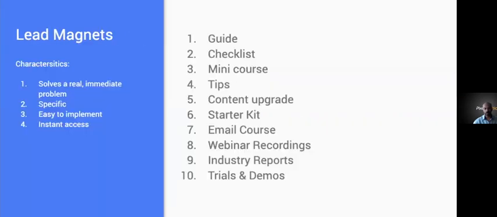So we spoke about lead magnets. Maybe after I wrap up this, we can look at some examples of lead magnets that some websites use, and understand how they work. So quickly, some of the things that lead magnets do, and characteristics of these across different types of lead magnets, is that they solve a real and immediate problem.